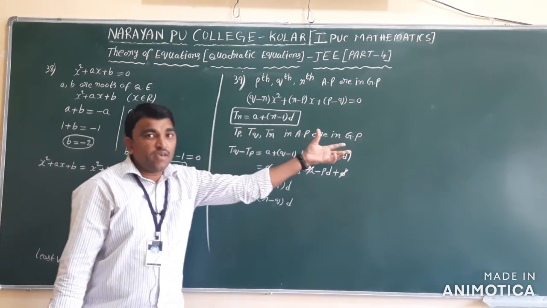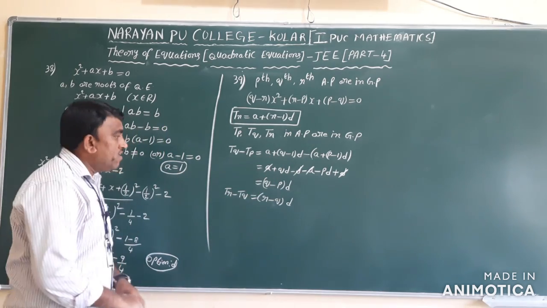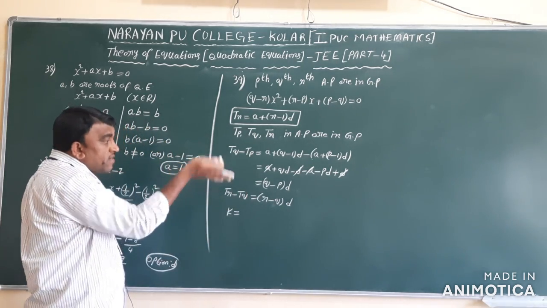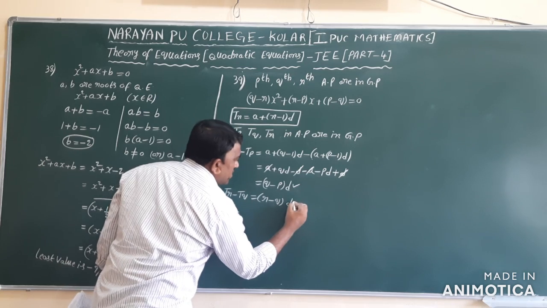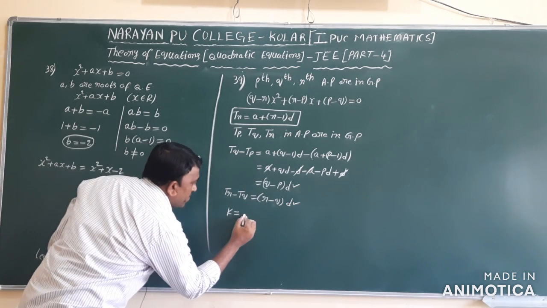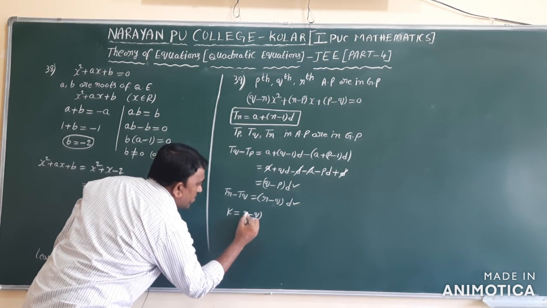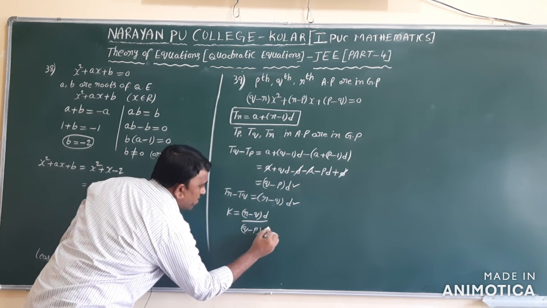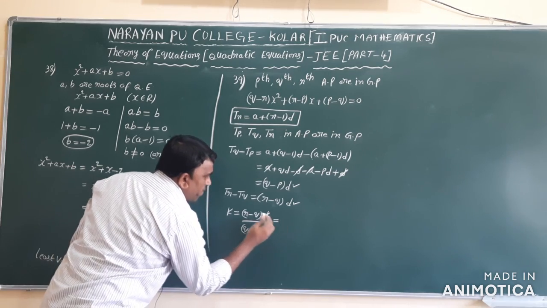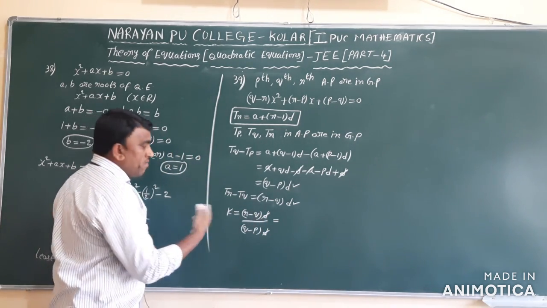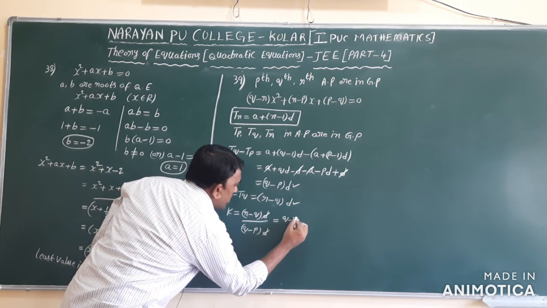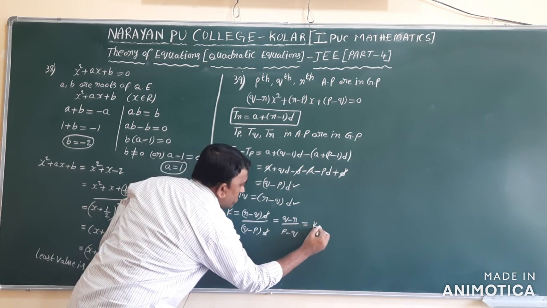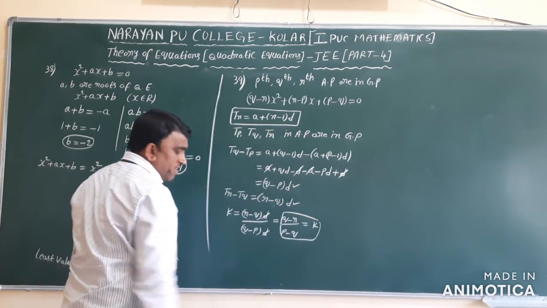These are in GP, which means ratios are equal, so the common ratio is given as K. While taking the ratio, it is second term by first term. This is the first term, and this is the second term. Second term by first term: (r minus q) into D divided by (q minus p) into D. The D's cancel. From both numerator and denominator take minus common, the minus will cancel. (q minus r) divided by (p minus q). That is the K value we got.